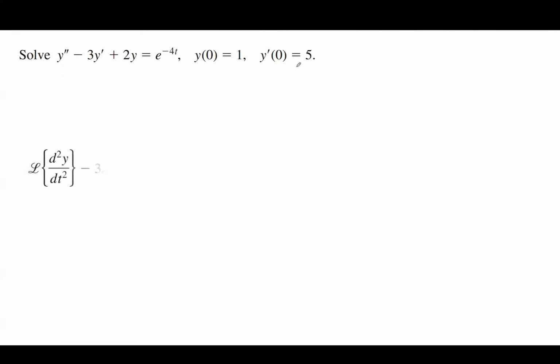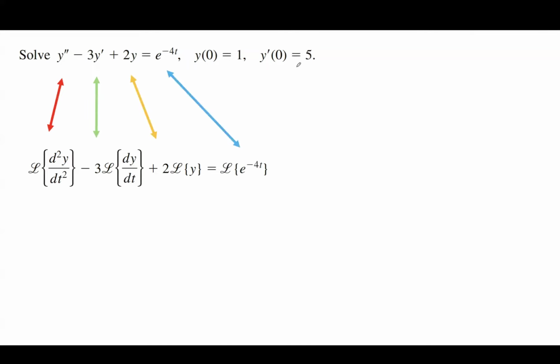Let us begin. What are we going to do? We're going to take the Laplace of each one of these terms. You have the Laplace of the second derivative, minus 3 times the Laplace of the first derivative, plus 2 times the Laplace of y, equals the Laplace of e to the power negative 4t.